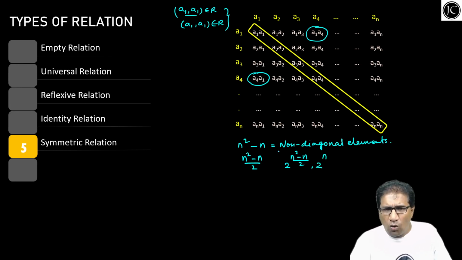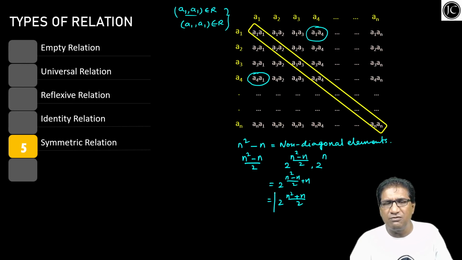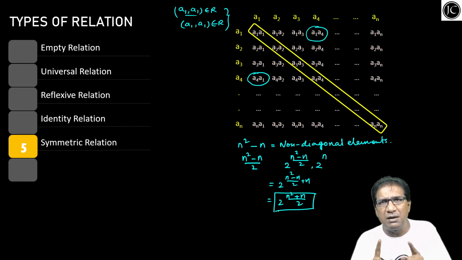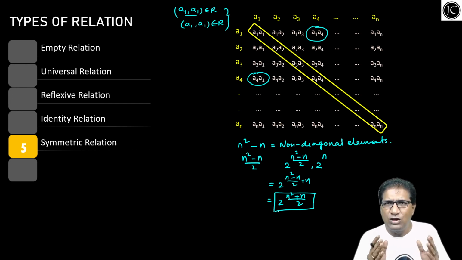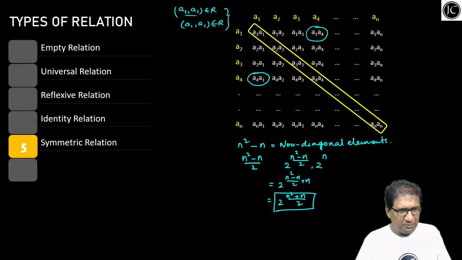Is it clear? So total number of symmetric relations possible is 2 to the power (n square minus n)/2 into 2 to the power n. That gives us 2 to the power (n square plus n)/2. This is very, very important. Total number of symmetric relations possible is 2 to the power (n square plus n)/2. Is it clear to all of you? Okay, let us move to the next one.